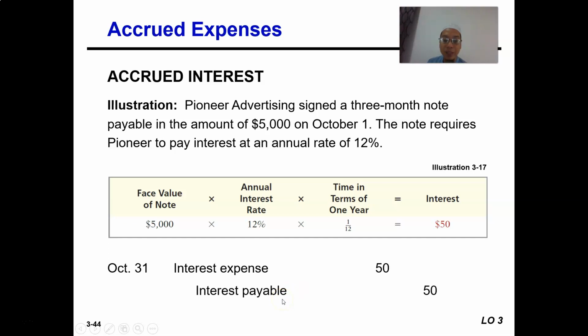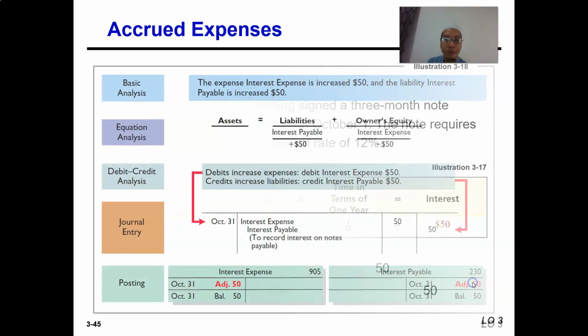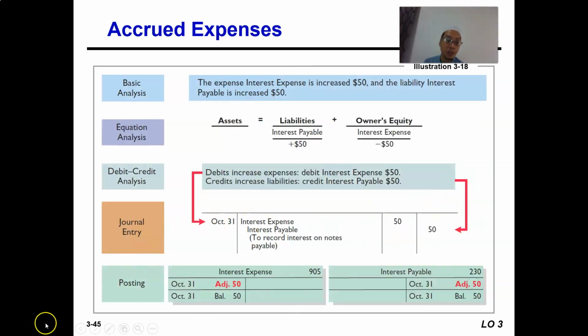Interest payable is a liability account because we owe interest. Pioneer Advertising owes interest of $50. Therefore, we credit the interest payable liability account by $50. An analysis of the transaction is that the interest expense is increased by 50. The interest expense account is increased by 50 because now Pioneer is owing interest for 1 month, which is $50, and the liability interest payable is increased by $50, showing that now the company owes $50 for that month.